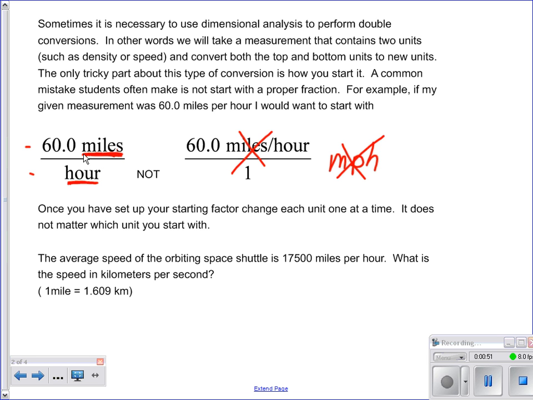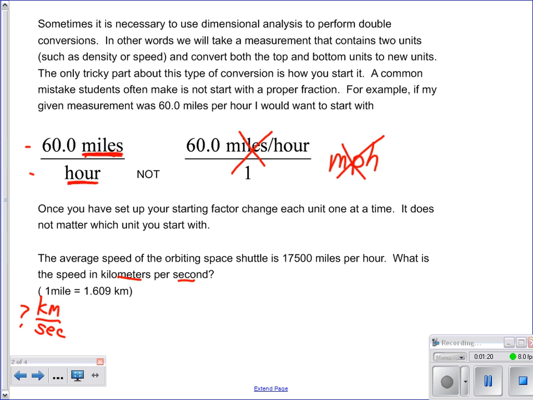Okay, for this, you're doing exactly the same thing, but not only do you have to do it for the numerator, you also have to do it for the denominator. And what I like to do is just do them independently. So for example, I read through this first question. It tells us our average speed of an orbiting space shuttle is 17,500 miles per hour. And what we want to do is convert that to kilometers per second.